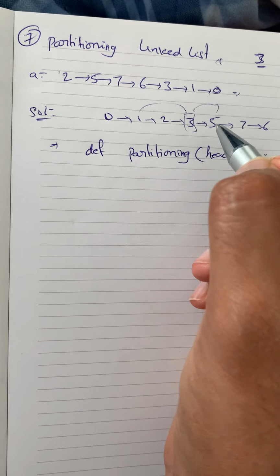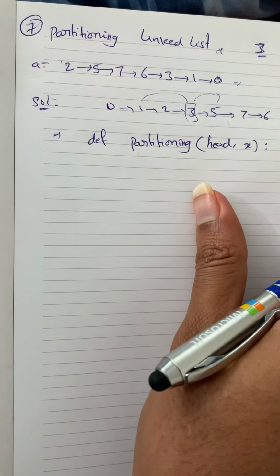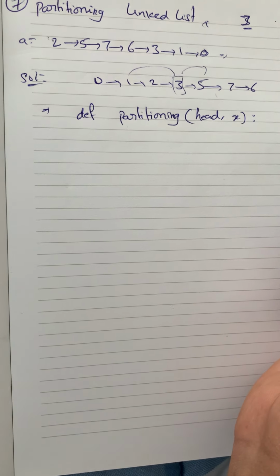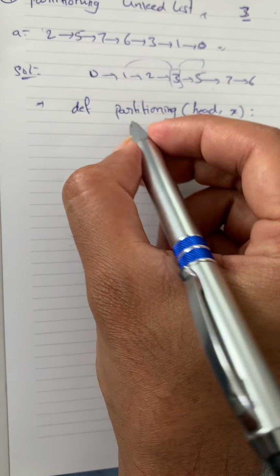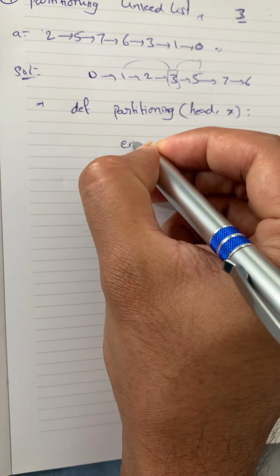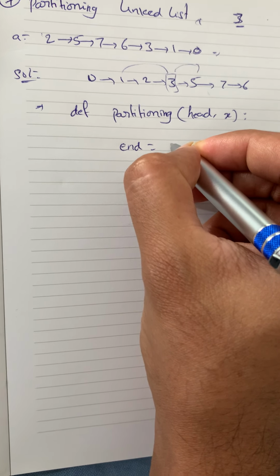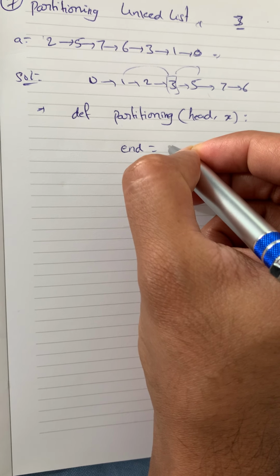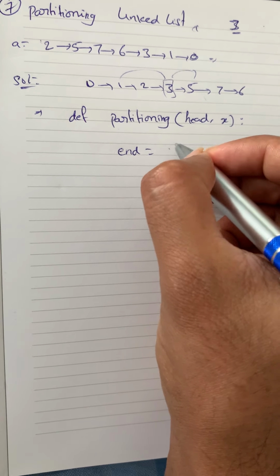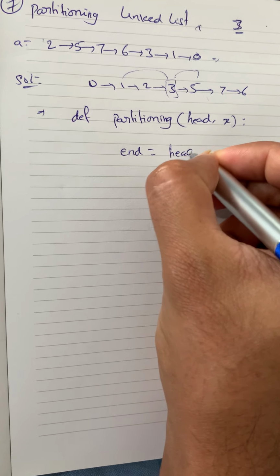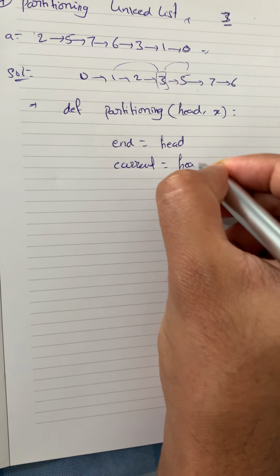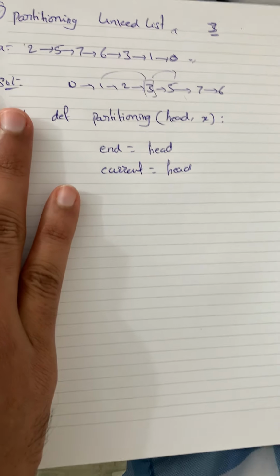I need two variables. One will be the beginning of the linked list, and one is the end of the linked list. So I will take end, and initially I will initialize it to the start of the linked list. So this one is head, and I will also take another variable which will also point to head.